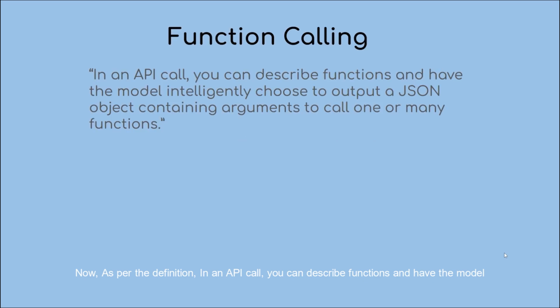Now, as per the definition, in an API call, you can describe functions and have the model intelligently choose to output a JSON object containing arguments to call one or many functions. Now, let's try to understand it.